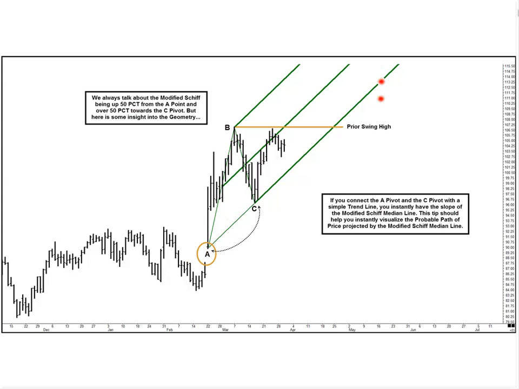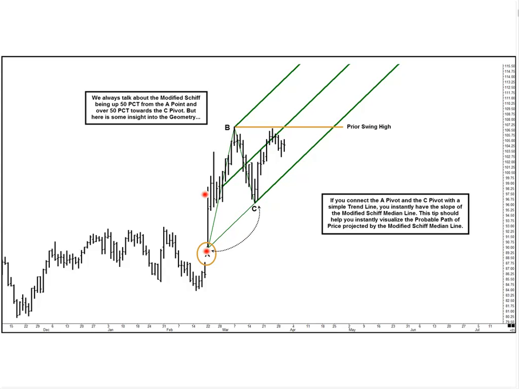You've got the line already. You can see that in your head. Take a look. A to C, just project that out in your head. Then just copy it over to the high. You can do this in your mind. Then just eyeball, where's the middle? Oh, there it is. And you'll have your modified Schiff without doing any of this. You can do this while you're just looking at the chart with a little bit of practice.